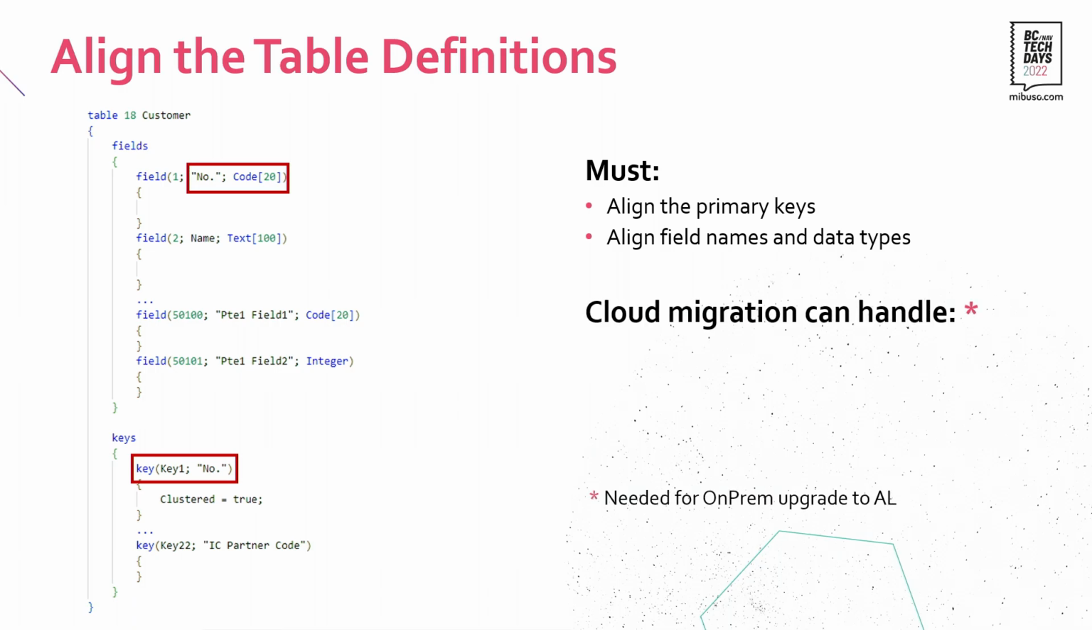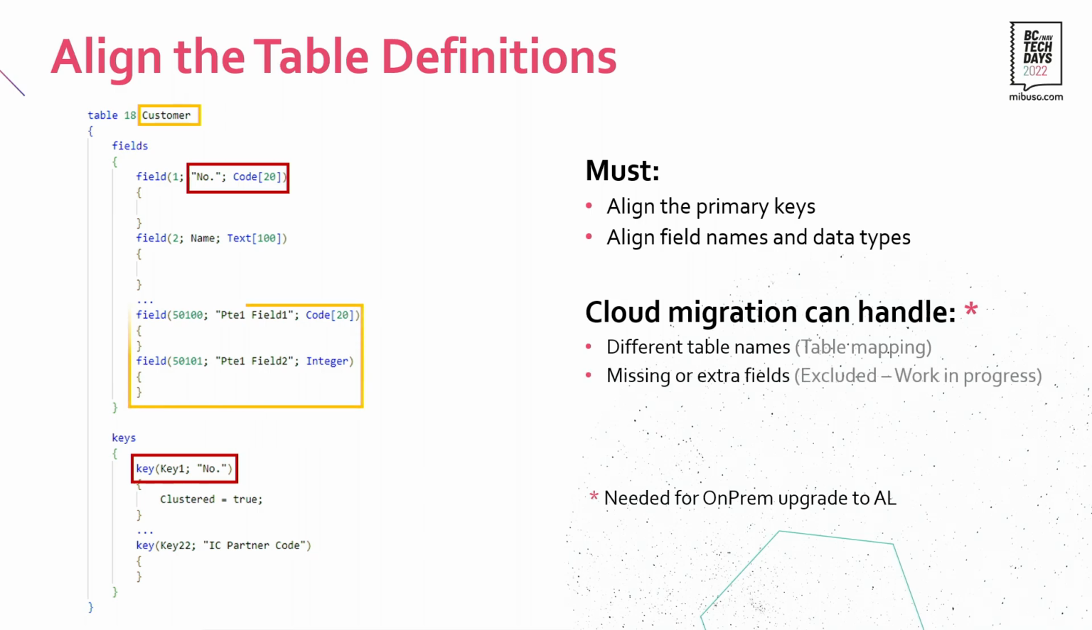Now, the following things cloud migration is able to handle, but if you're running the on-prem upgrade, you're going to be affected. So, if you have different names, if you need to prefix the table name with the 3-letter prefix or suffix, you can use table mapping, and Roman and Julia will show how you can do that.